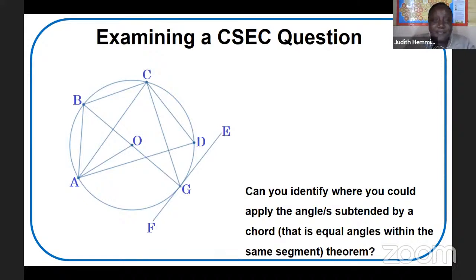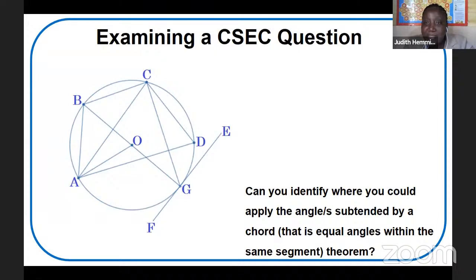What about the arc AG? Let's start with that one. Look at the arc AG. Can we identify angles at the circumference that are standing on the arc AG? So we're going up. If we're using 3 letters to identify the angle, it must start with A and end with G. So for example, one of the angles standing on that arc is ABG. Give me another angle that is also standing on that arc.